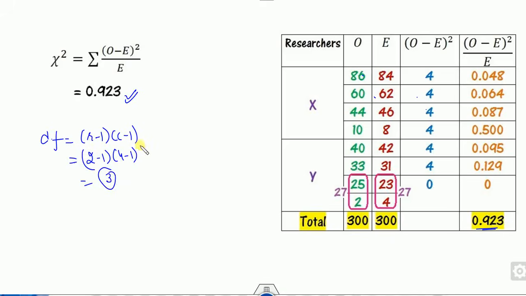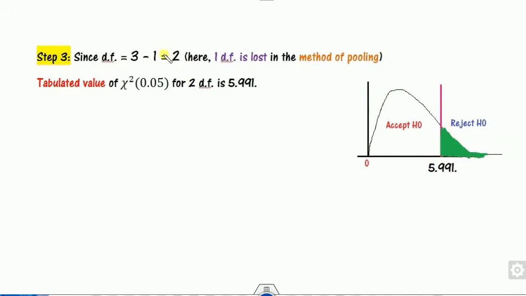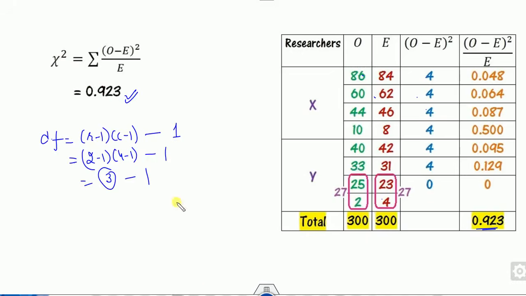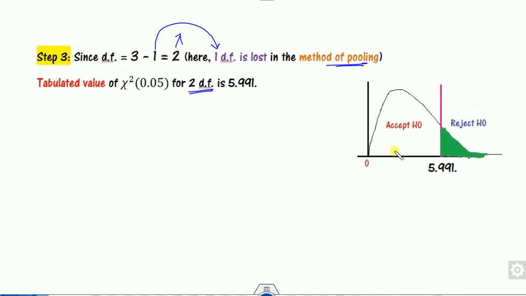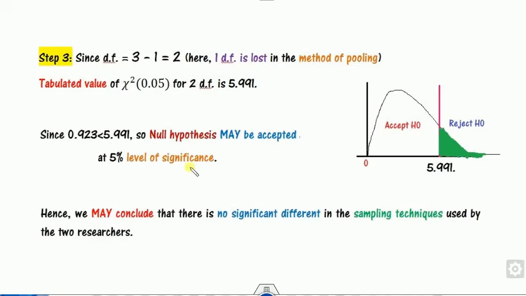But we have to subtract 1 also because of this pooling. Okay. So look at that, the degree of freedom is my 3 minus 1. This 1 minus is due to the method of pooling. So the value of chi-square at 2 degrees of freedom is 5.991 and the calculated value is 0.903. So 0.903 lies here. So it means we may accept H0 and hence conclude they are not independent.